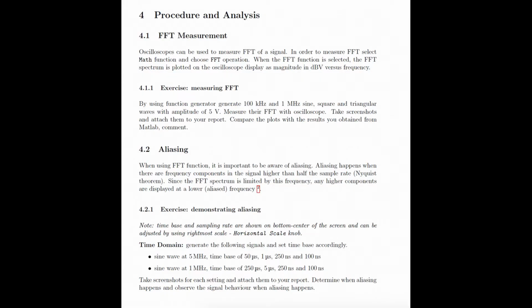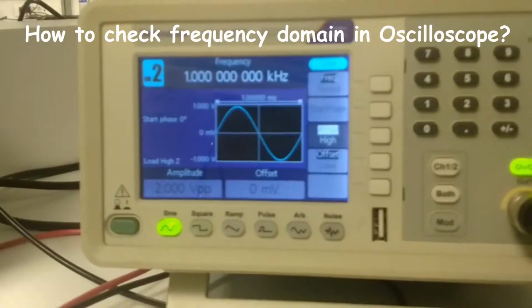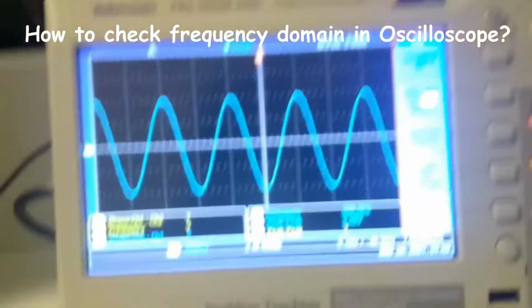Number 2, frequency domain analysis. We will talk about the frequency measurement and also the combination of signals with different frequencies. First, we will measure the frequency of the sine wave signal.